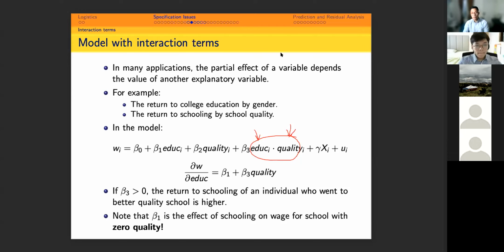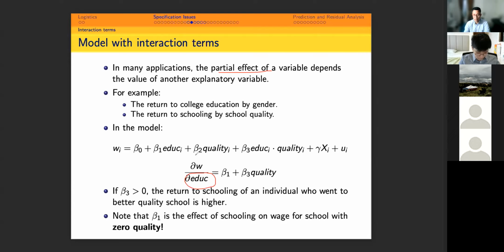Again, what we're interested in any regression is to know the partial effect of a particular variable. Suppose that you'd like to know how wages change by years of schooling. What you do is take the partial wage divided by the partial education, and then what you get is simple mathematics.